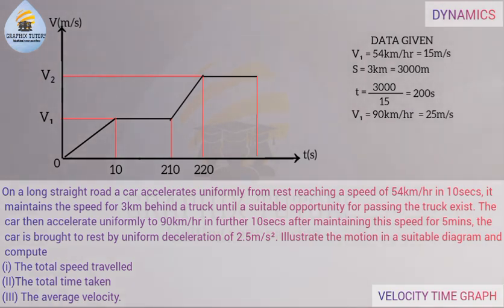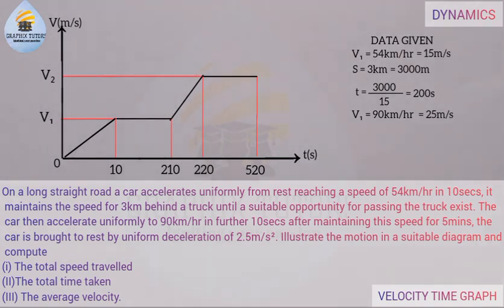So when you use the word maintain, it means you use a straight line to represent maintain. So it means the velocity is constant. The velocity is uniform at that point. So you now add the 300 seconds plus the 220, right? And that gives us 520 seconds.